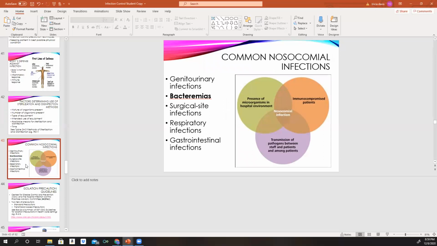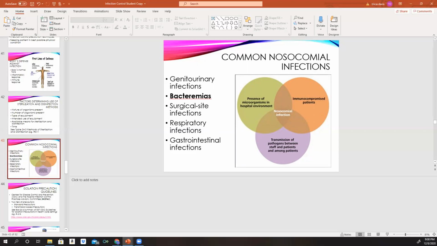So here we're going to talk about common nosocomial infections. We already told you that that is interchangeable with hospital-acquired infections, okay? So common ones that we see in the hospital are genitourinary infections. So those are your kidney infections, your UTIs, urinary tract infections. Then you have bacteremias. Bacteremias are bloodstream infections, so it's an infection that actually gets into the bloodstream. Then you have your surgical site infections, your respiratory infections, and your gastrointestinal infections.